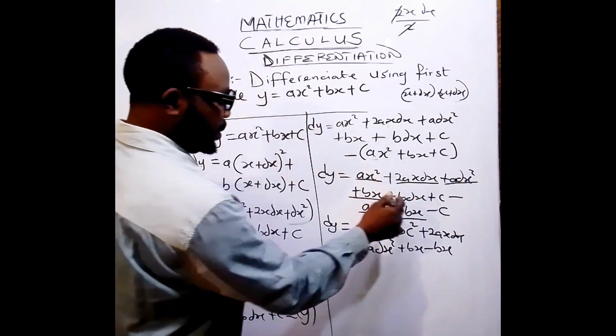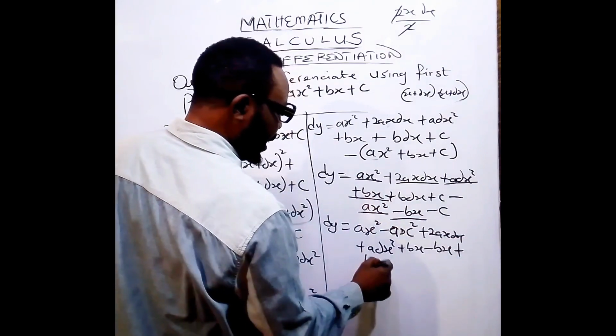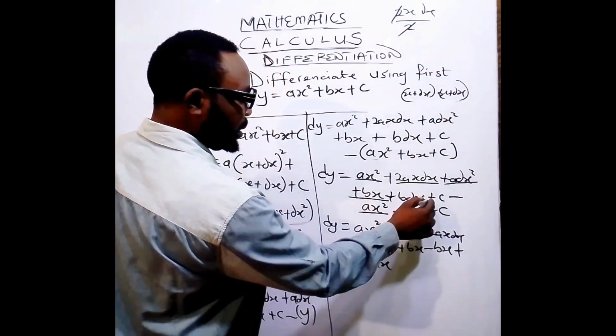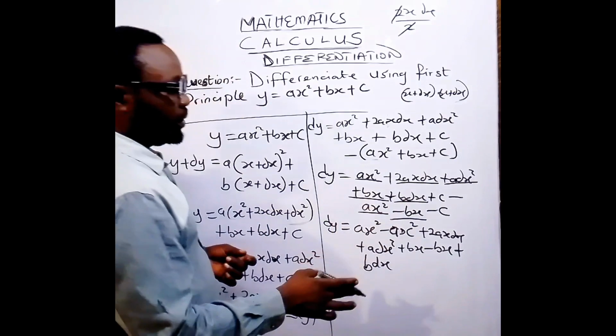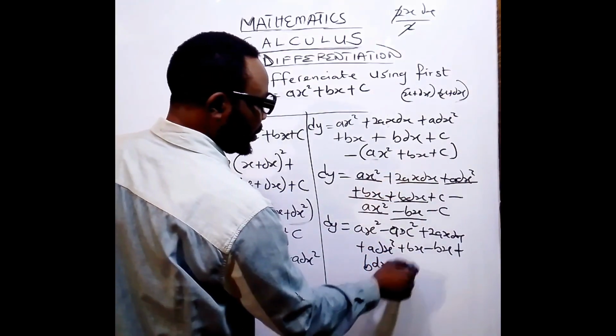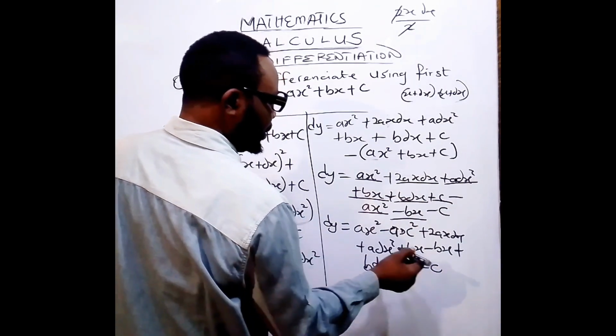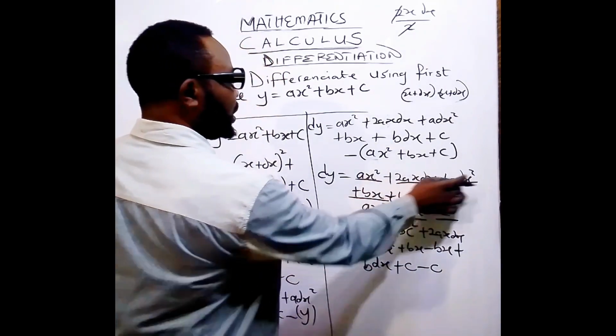We have plus b dx. This is it. We do not have any other value that looks like b dx. Then we have plus c. This is it. Minus c. And this is that. So you can see that I've underlined everything.